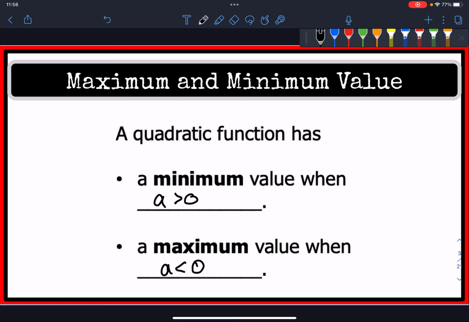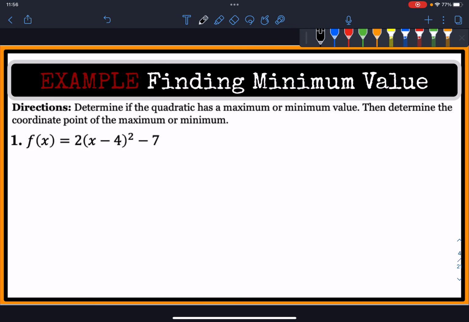So let's look at some examples again from our previous lesson on graphing quadratics. If you recall from graphing quadratics, the standard form of writing a quadratic is this vertex form, where f of x is equal to a times (x minus h) squared plus k. Here, because the value of a is a positive 2, that means that our parabola is going to open upwards, and our vertex is going to be the lowest point.